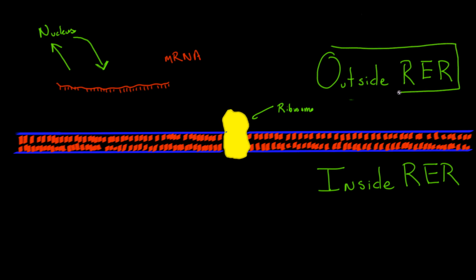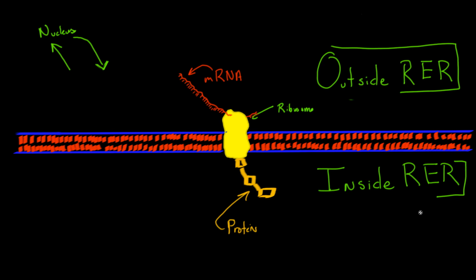Now, this is on the inside of the rough ER. And what's going to happen is this mRNA is going to interact with the ribosome, and as it interacts with the ribosome, it will produce protein inside of the rough endoplasmic reticulum. Okay, so now we have the final product. Before you saw the mRNA was here, right? It was over here. And now it has moved to here.